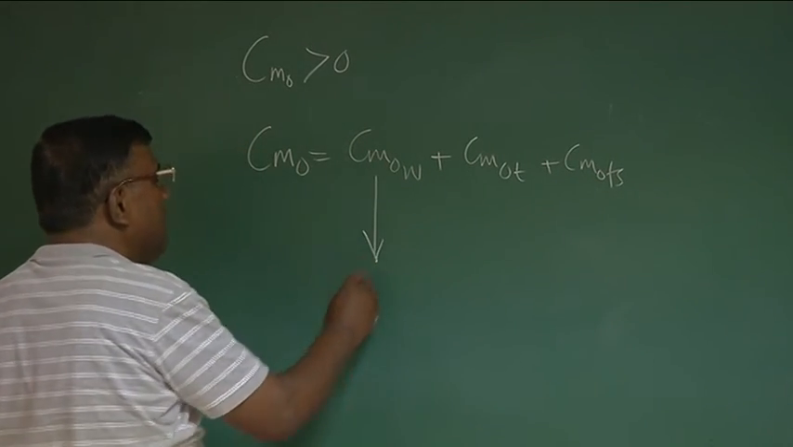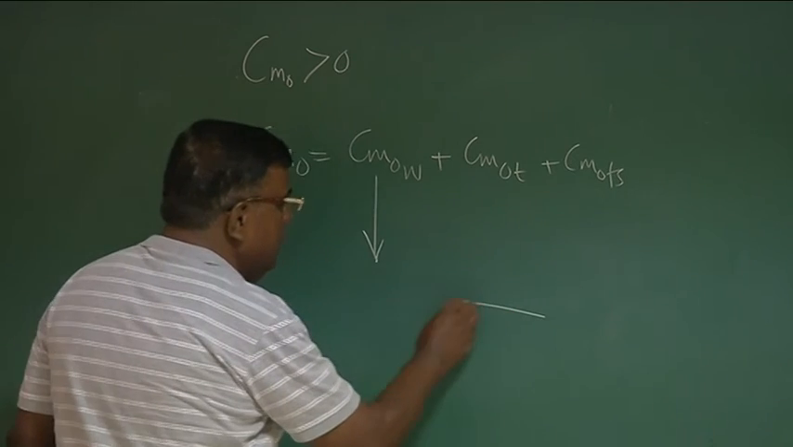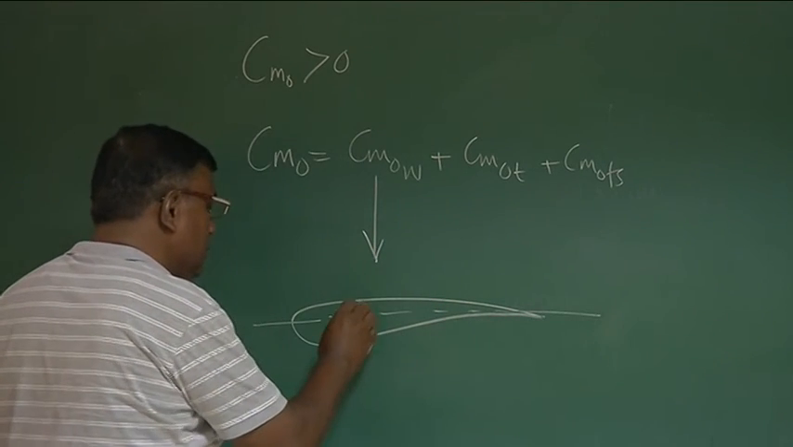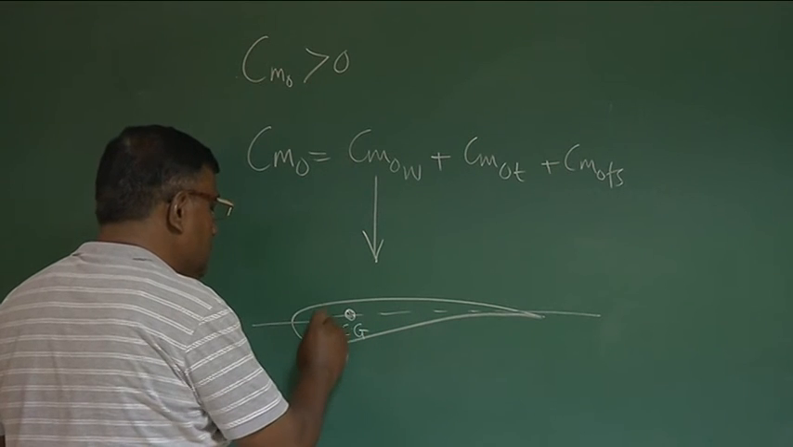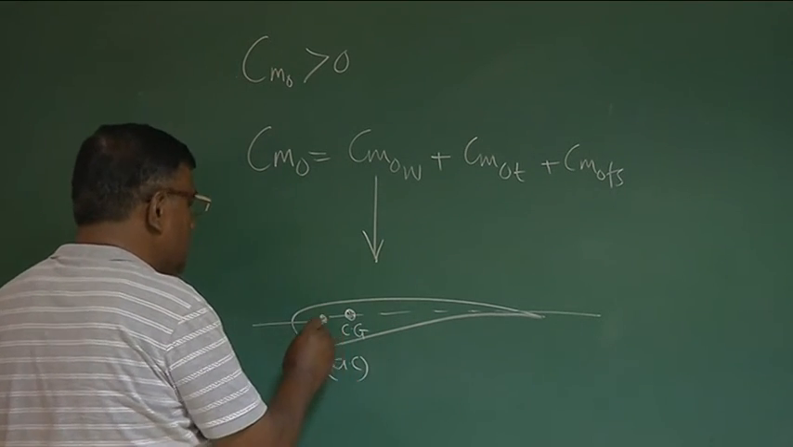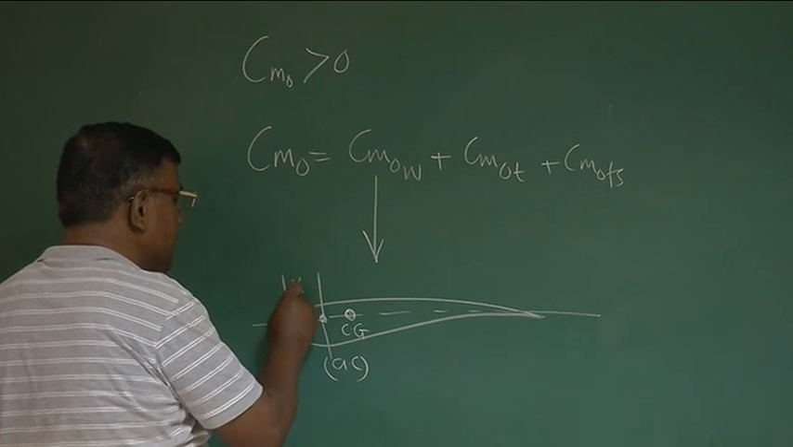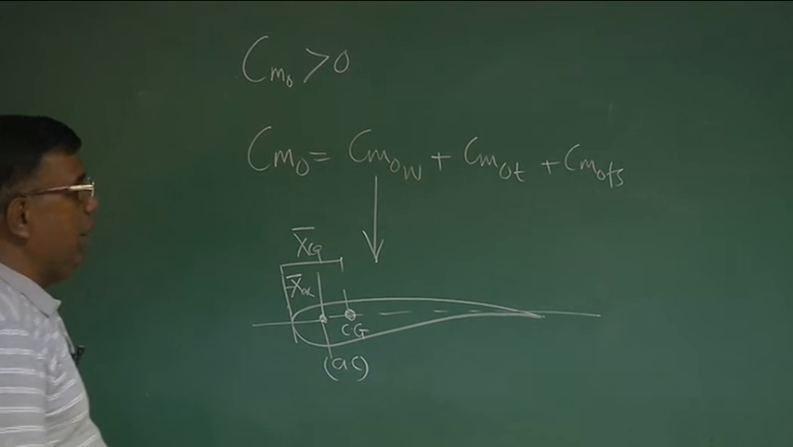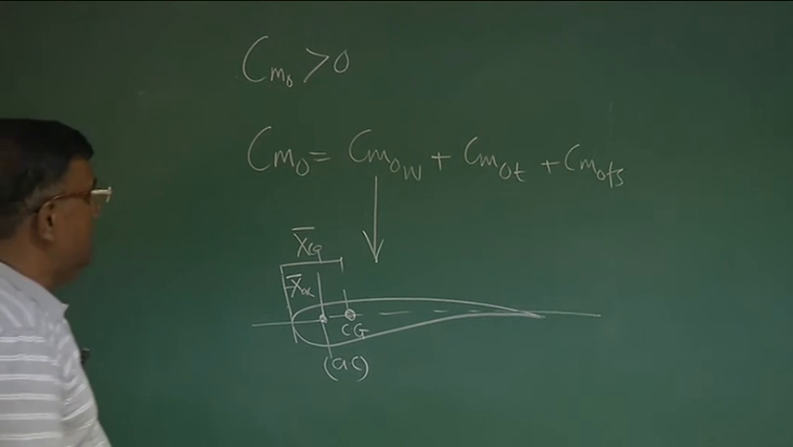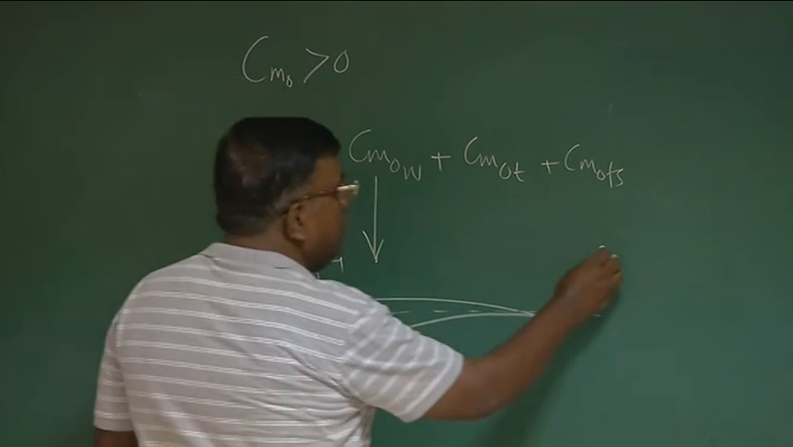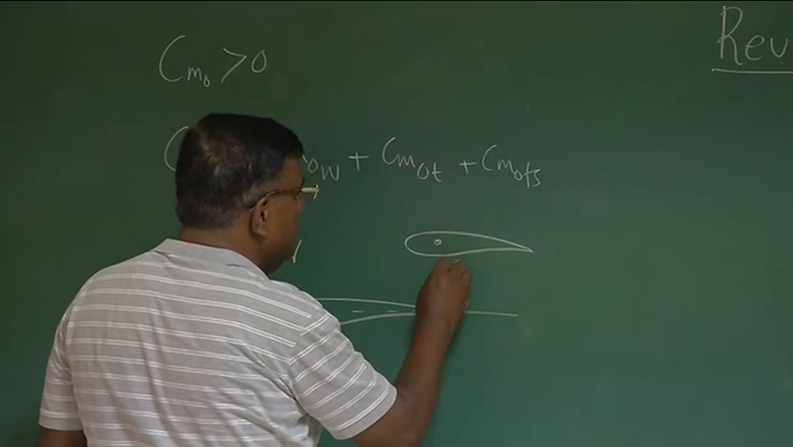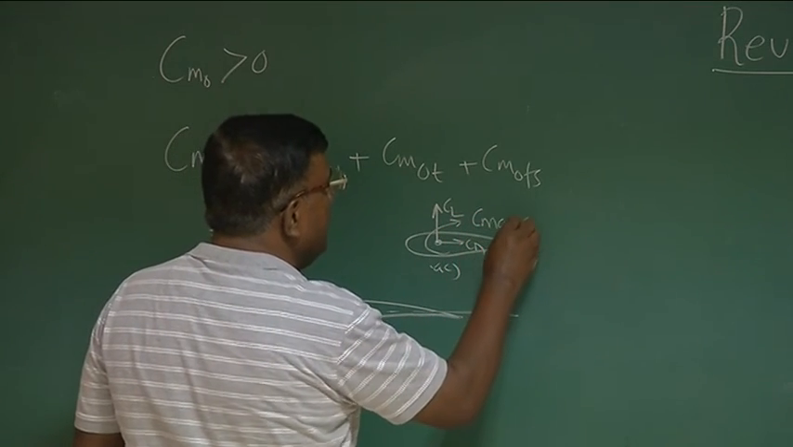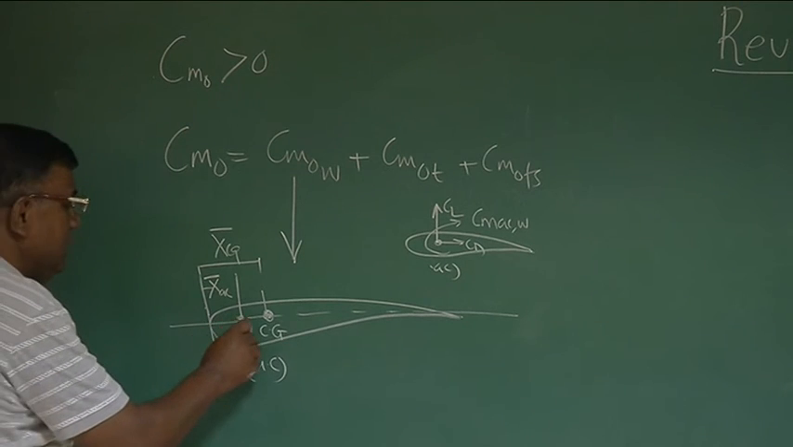I will just try to revise the Cm naught wing. Please understand that if you are using a cambered aerofoil wing, then suppose this is the CG, and let's say this is the AC of the wing, and let's say this is XAC and this is XCG. I put a bar, you know by now what the bar is. It's non-dimensionalized with mean aerodynamic chord. But since it's a cambered aerofoil, we know that at the AC there is CL, this is CD, and there will be CM AC wing, right? You know this.